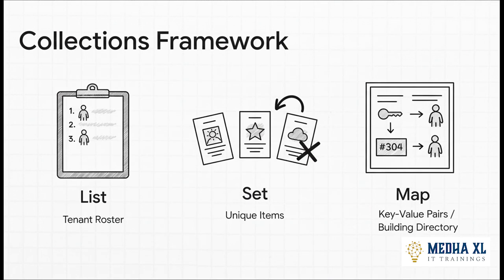Our skyscraper also needs places to store and organize things. People, data, equipment. The collections framework in Java gives us all of our storage solutions. A list is like a tenant roster, perfectly ordered by floor. A set is great for things like employee IDs, where you can't have any duplicates. And a map is like the building directory in the lobby, linking a key, like a room number, to a value, like the person who lives there.